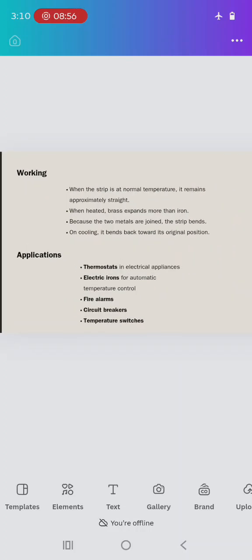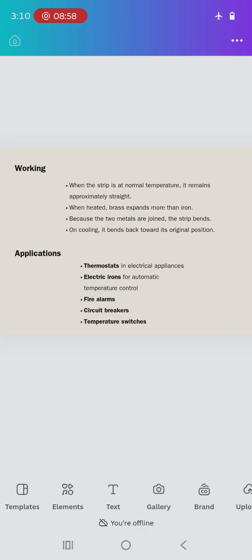Working. When the two strips are at normal temperature, it remains approximately straight. When heated, brass expands more than iron. Because the two metals are joined, the strip bends. On cooling, it bends back towards the original position.